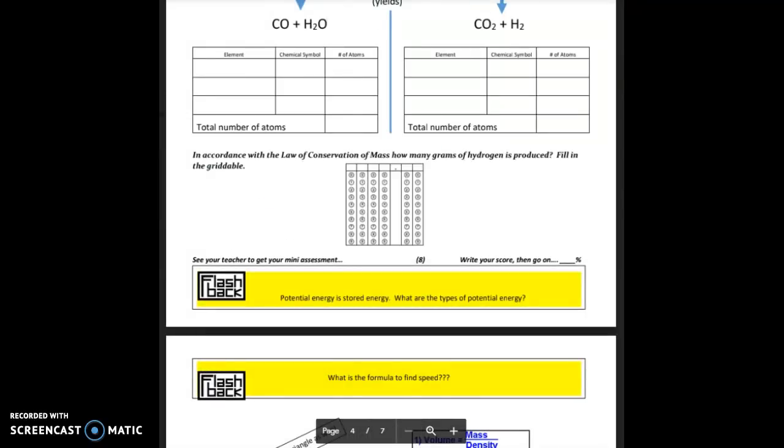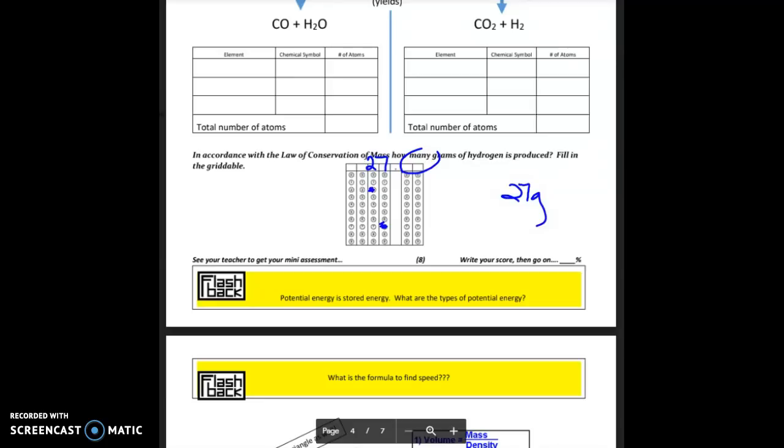All right, so it says in accordance with the law of conservation of mass, how many grams of hydrogen is produced? So back up at the top where we came up with 27 grams. Again, this is a whole number, so it needs to be right here. If you put it on this side, it will be wrong. Many of y'all, again, got the correct answer, but gridded it wrong. Don't let that happen.